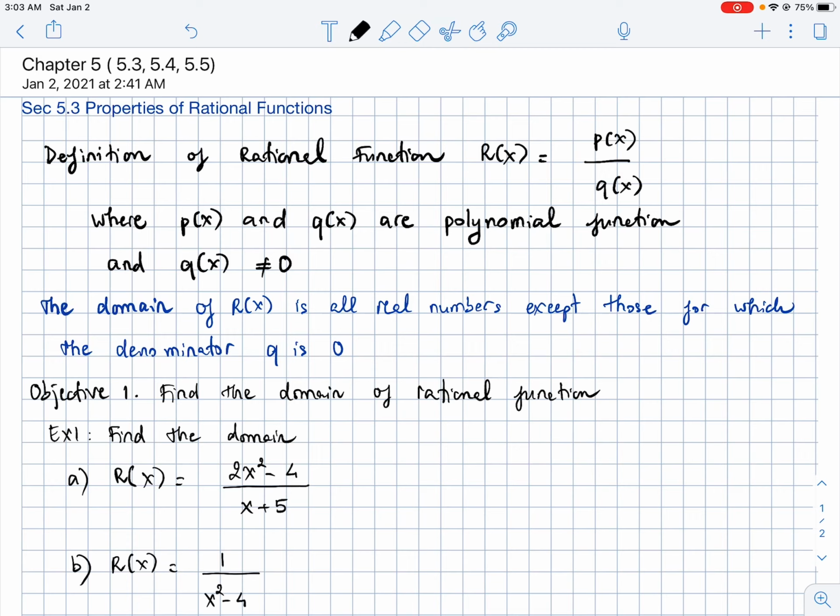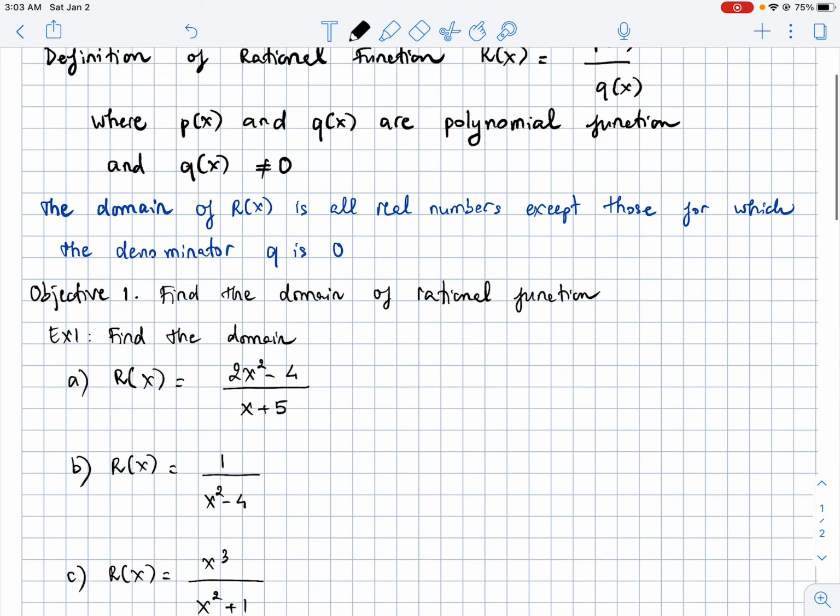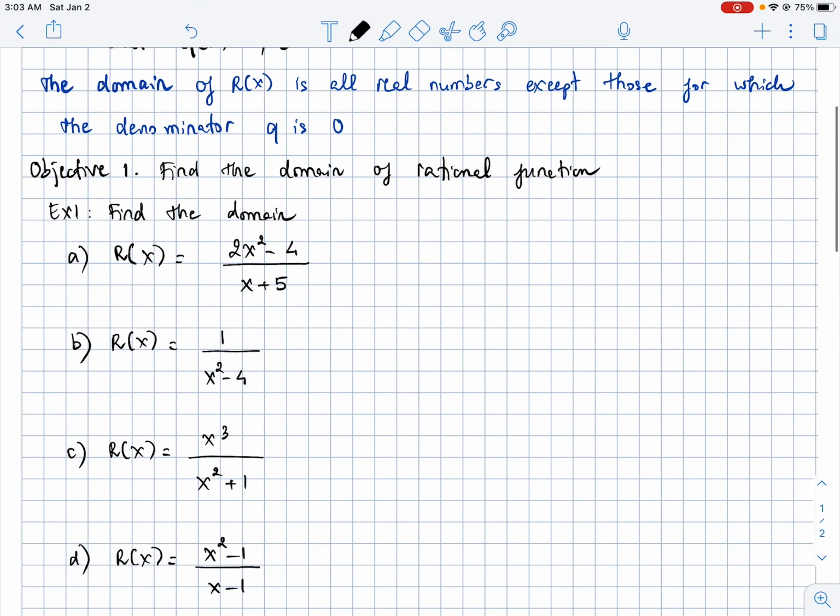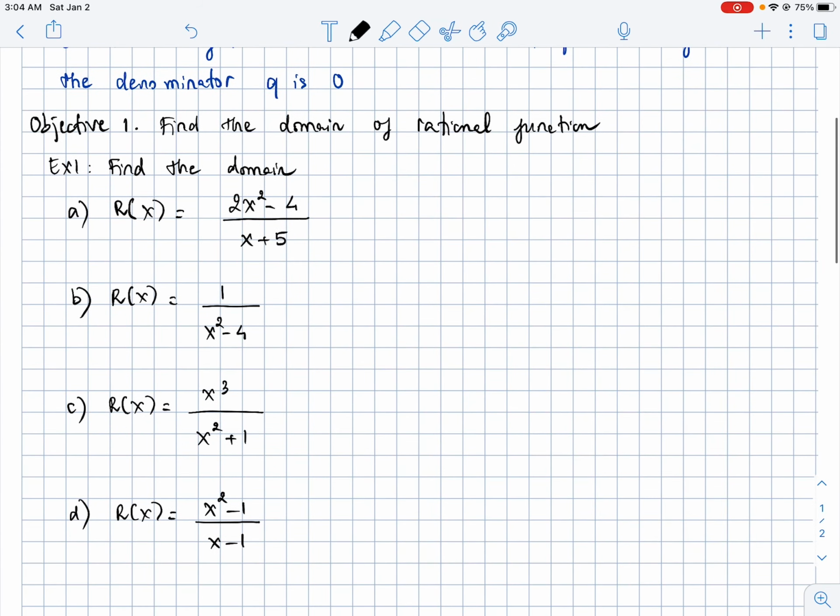Definition of rational function: R of x equals P of x over Q of x, where P of x and Q of x are polynomial functions and Q of x is not equal to 0. To find the domain of R of x, the domain is all real numbers, except for the x values that make the denominator Q equal to 0.